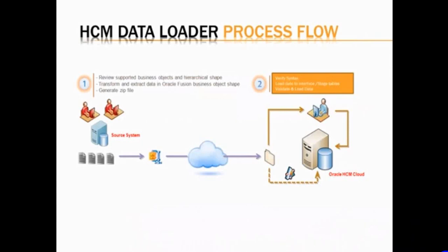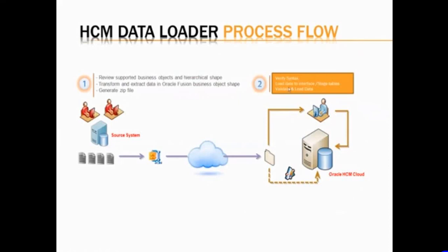Okay, in HCM data loader and file-based data import, in both the cases, we generated the files in the source system. Once the files got generated, we zipped the files and sent the files to the cloud. How did we send the files? We have manually uploaded the file into the Fusion applications.